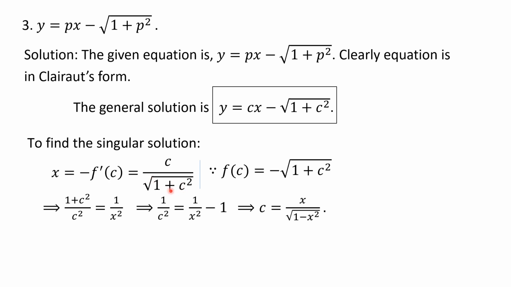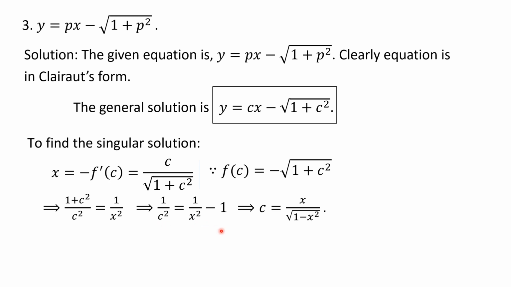So that is 1 plus c square by c square is equal to 1 by x square, or we can split this 1 by c square plus c square by c square is 1, plus 1, you take this side, so that is 1 by x square minus 1 is 1 by c square. If I have taken LCM here, then it is 1 minus x square by x square, that is 1 by c square. Thereby c square is what? X square by 1 minus x square.